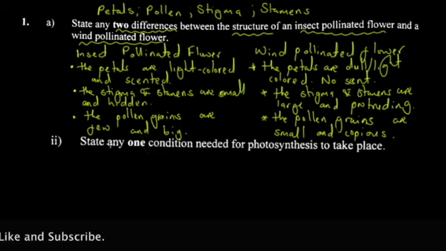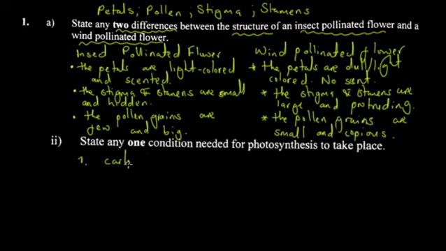State any one condition needed for photosynthesis. Here we're going to state many again, but then just choose one. Okay, so for photosynthesis, you need carbon dioxide. And one way to remember this is to just remember the word equation. So carbon dioxide plus water, it gives you what? Glucose plus oxygen. And then there will be sunlight there, so you need carbon dioxide, you need water.